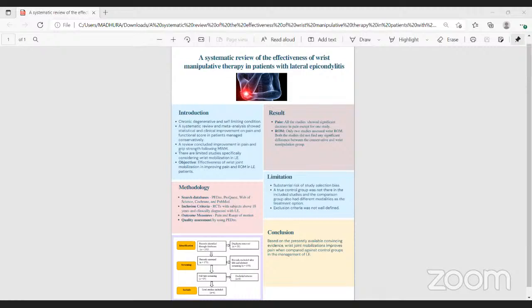So this review concludes that based on the presently available convincing evidence, wrist joint mobilization improves pain when compared against the control group in the management of lateral epicondylitis. Thank you.